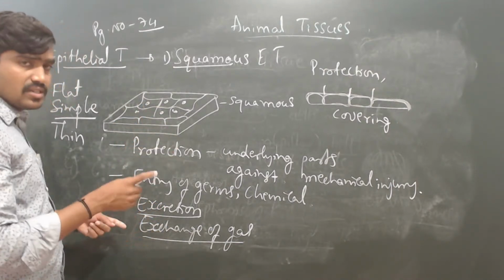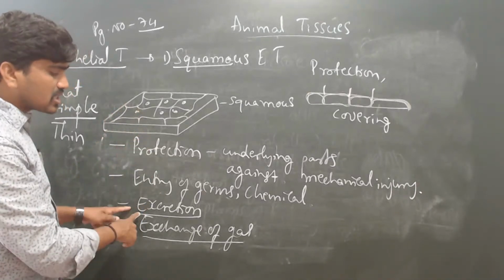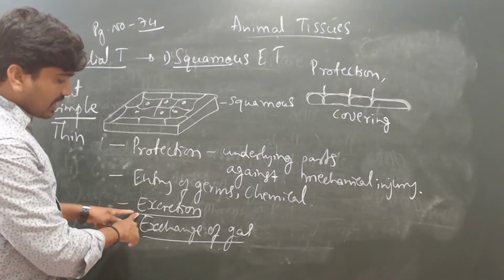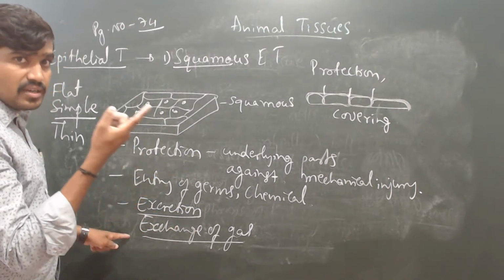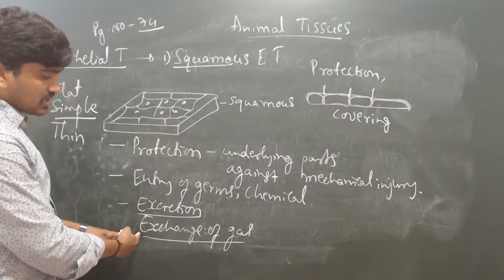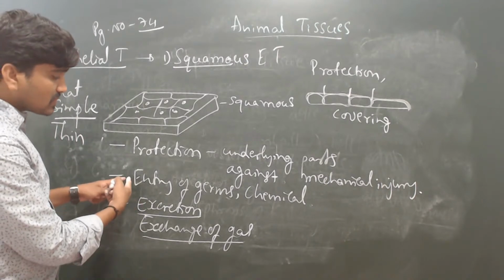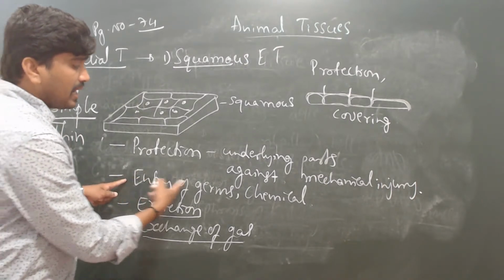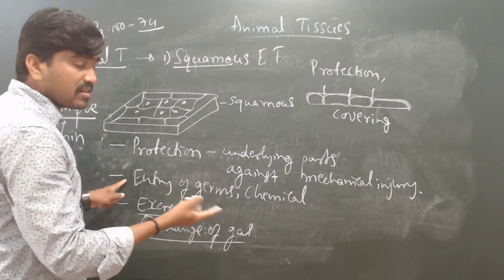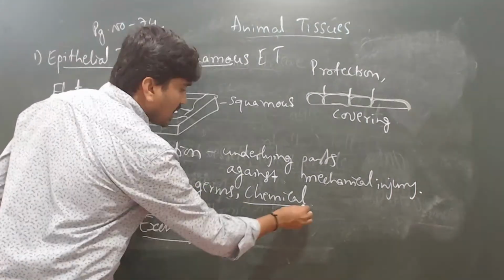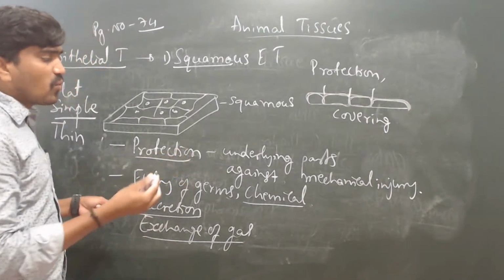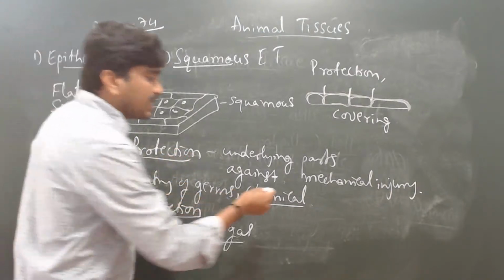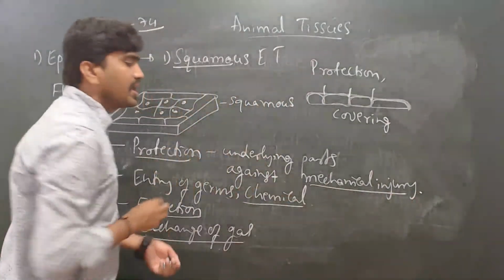Now I will tell the locations and functions. Epithelial tissue in nephrons of the kidney: excretion. Another location, alveoli of the lungs: exchange of gas. In the epidermis layer, it prevents the entry of germs as well as chemicals. Then another one, protection of the underlying part against mechanical injury.